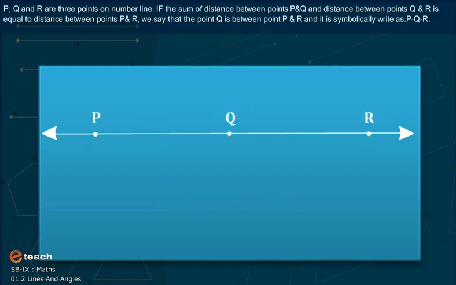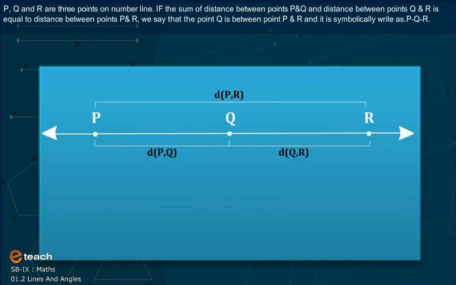P, Q and R are 3 points on a number line. If the sum of the distance between points P and Q and the distance between points Q and R is equal to the distance between points P and R, we see that the point Q is between points P and R, and it is symbolically written as.